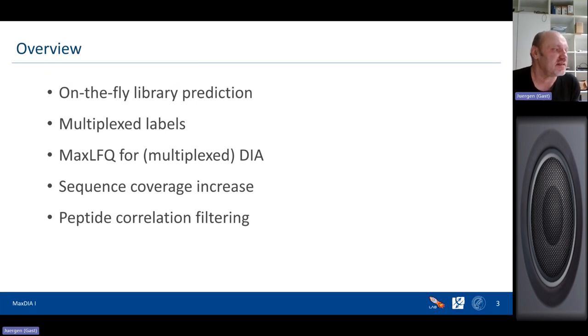And then finally, I talk about peptide correlation filtering. So this is basically looking at the peptides that belong to a protein and looking at their protein abundance profiles over the different samples, and if they correlate, and basically to get rid of those peptides that show a significantly different intensity profile over the samples than the majority or the cluster center of all the peptides that belong to a protein. So let's get into the first of these points.